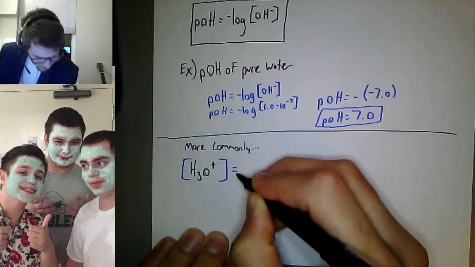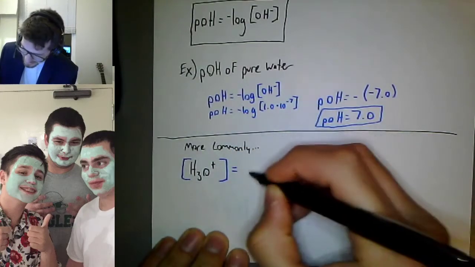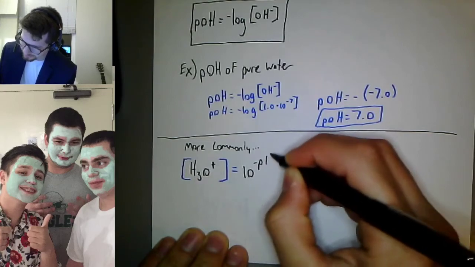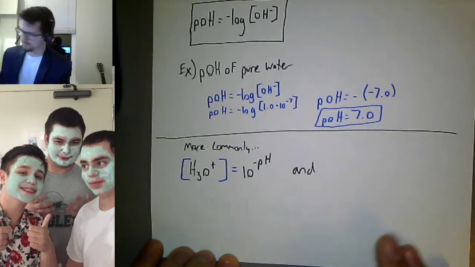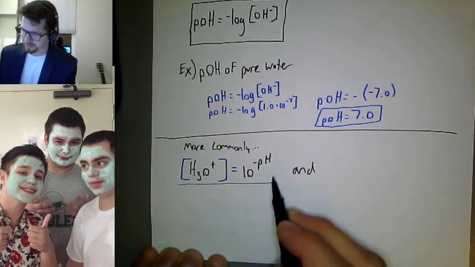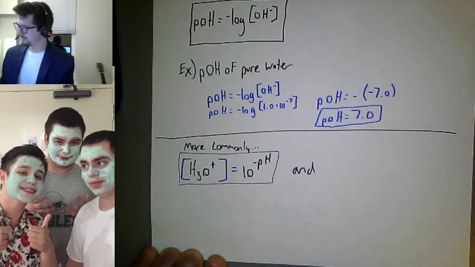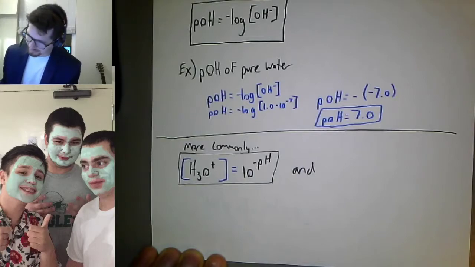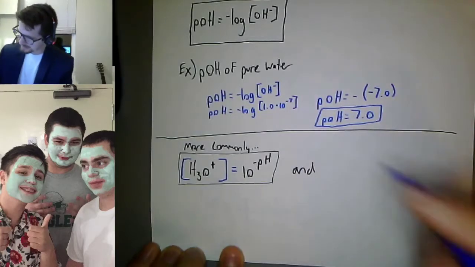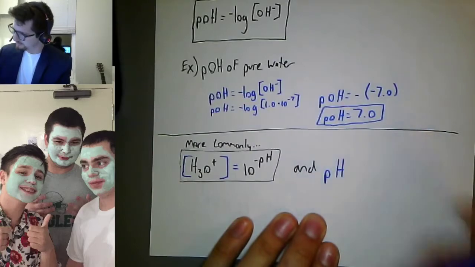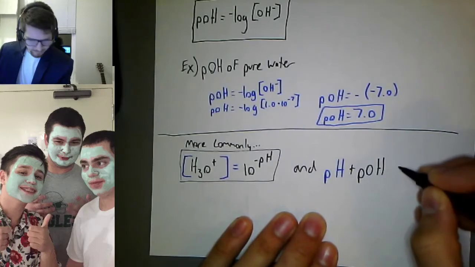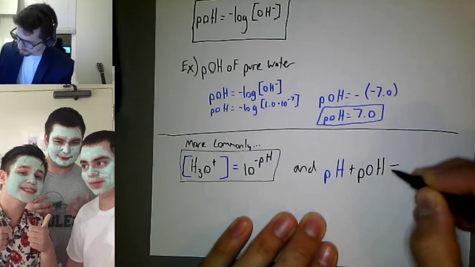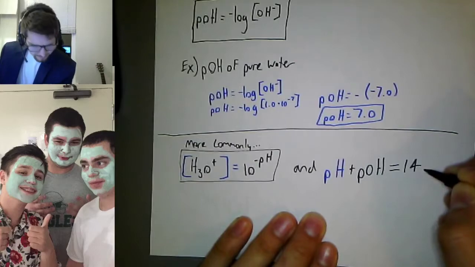H3O plus equals 10 to the negative pH. Okay? H3O plus equals 10 to the negative pH. That's one equation we're going to be using more often. And the other one we're going to be using more often is pH plus pOH equals 14.0.